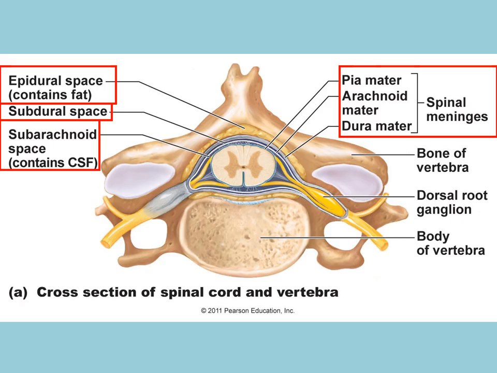You can see here listed the spinal meninges. The most superficial one is the dura mater, then the arachnoid mater, and then the pia mater, which is going to be connected directly to the spinal cord right in here. This is a spinal nerve that is extending out from the spinal cord. It attaches to it. Remember, ganglia is where you have a group of cell bodies in the peripheral nervous system.